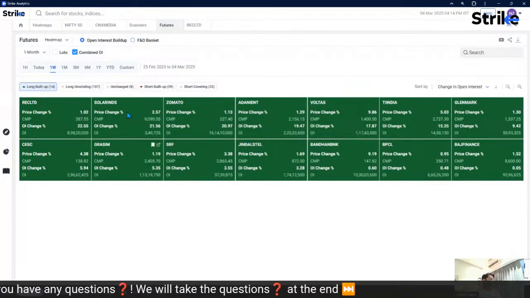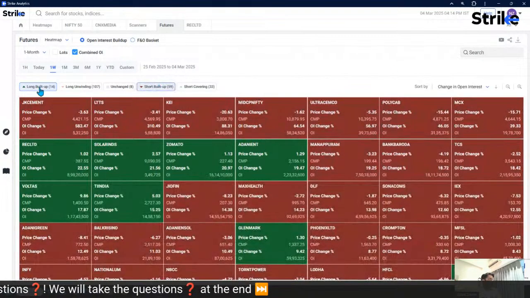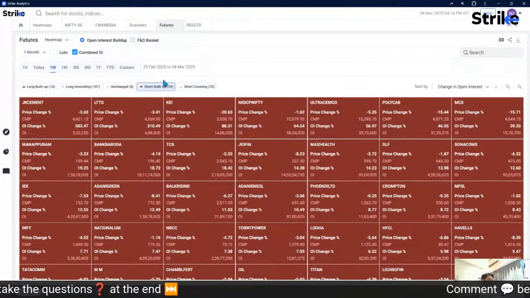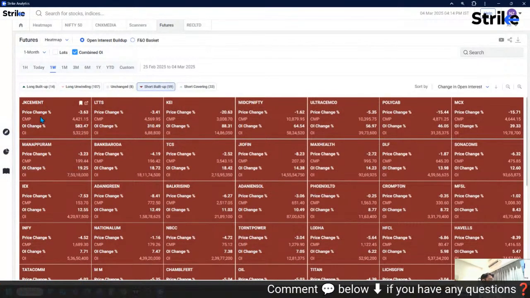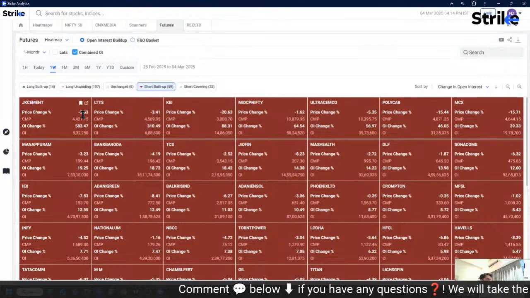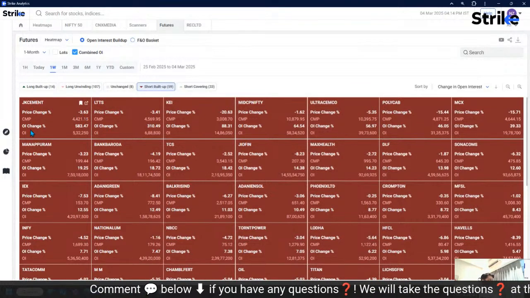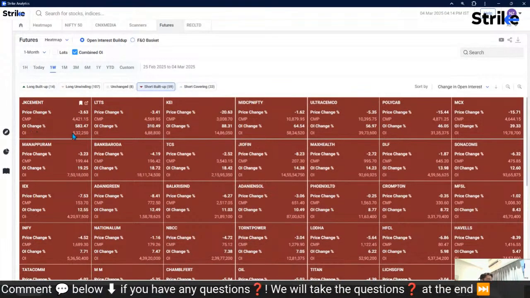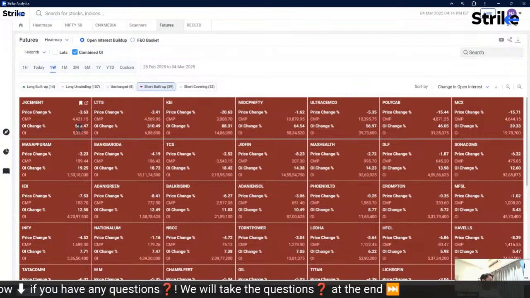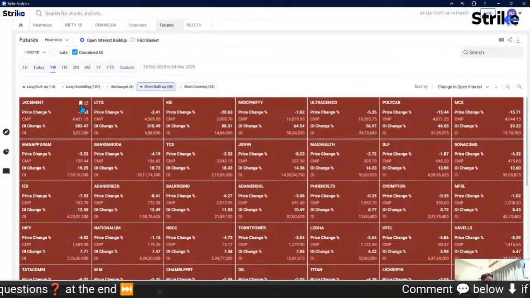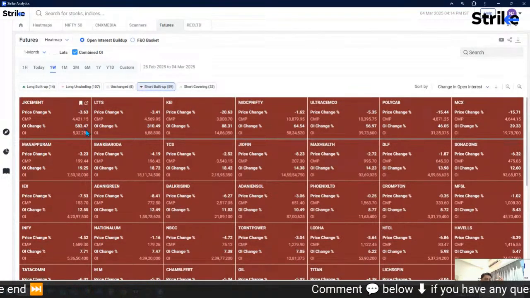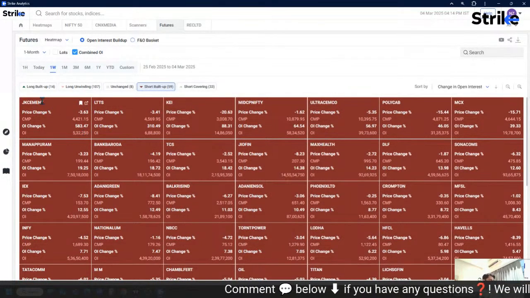You want to find out stocks where short build up has happened. So just keep short build up active over here, and you will understand that JK Cement prices have gone down by 3%, and OI, open interest, has gone up by 583%. I'm sorry, open interest has gone up by 583%. So prices have gone down, open interest has gone up. That means there is short build up that has happened.